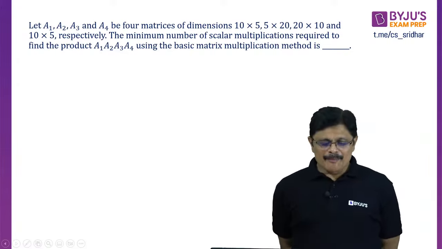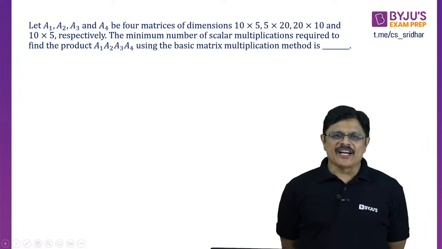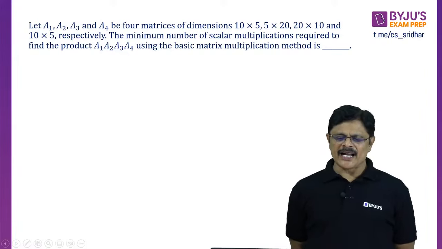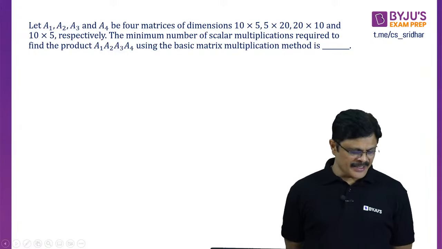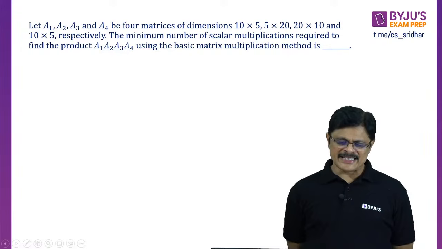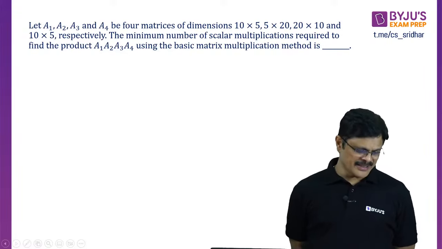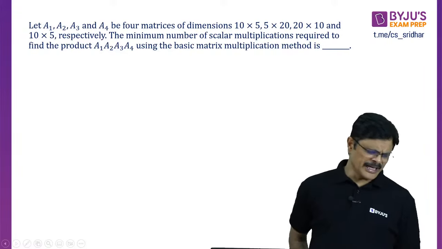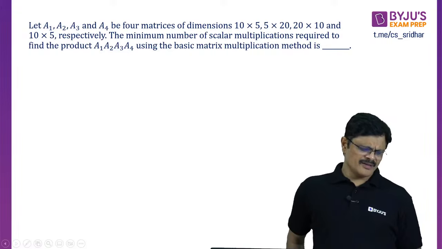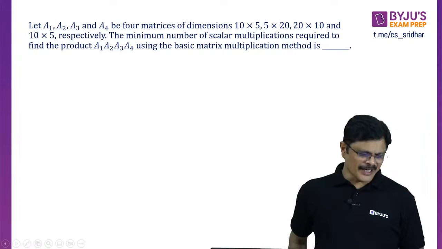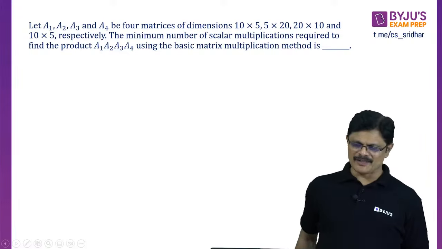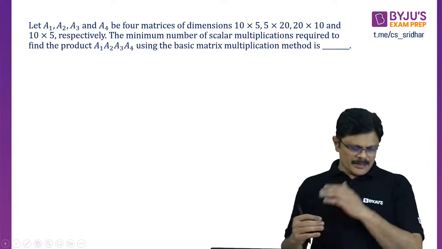Okay, it is a problem based on matrix chain multiplication. The minimum number of scalar multiplications required to find the product A1, A2, A3, A4 using the basic matrix multiplication method. Why 8 plus 6, 4? How? 8 plus 6 is 14, I understand. But how is the answer for that? Yeah, what is the answer for this?